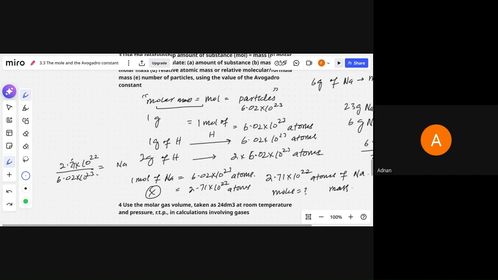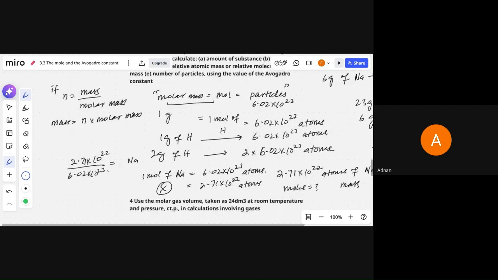Okay, so formulas for this. If you have to find moles and mass is given, the formula is moles equals given mass divided by the molar mass. And if moles are given and you have to find mass, the formula is mass equals number of moles times molar mass.